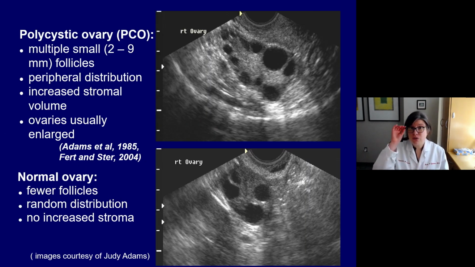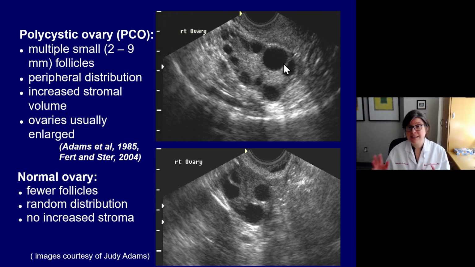I did want to show you, when you do get an ultrasound to help you with a diagnosis and the radiology report says polycystic ovaries, what they're actually seeing or visualizing on ultrasound. And I'd like to thank Judy Adams from the Mass General for lending me these pictures. So on the top is a polycystic ovary, on the bottom is a normal ovary. And what I think you're struck by is how much larger the polycystic ovary is than the normal ovary, and also how the follicles or eggs in the normal ovary are in a random distribution, and how the polycystic ones are like a string of pearls in the periphery.